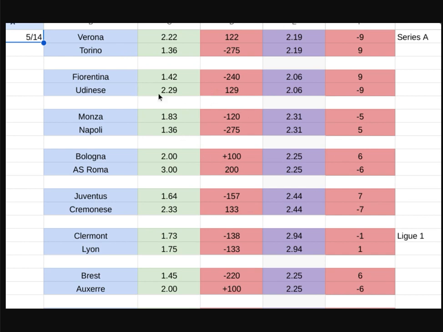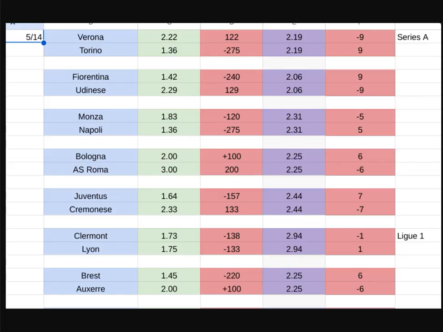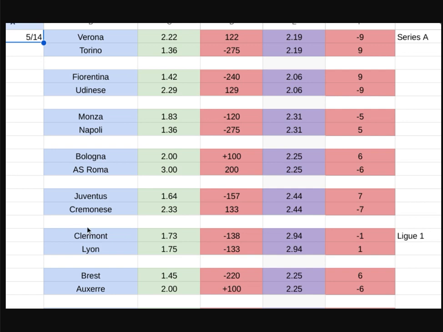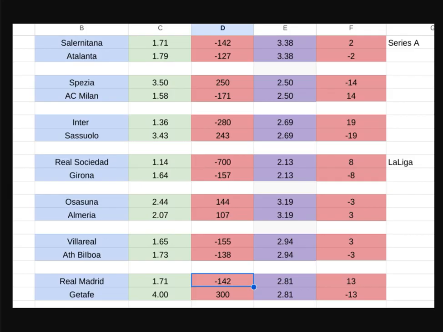So take a look at Monza here. They were minus 120. Boom, they cash at plus 239. Scroll on down here, look at Clermont, minus 138. And the way I handicap soccer, we only focus on home favorites via my line that are dogs. Look at Clermont there. Boom, they cash at plus 290. Brest right here was minus 220, and they were minus 108. Granted, they were favorites, but they were like plus 118. That line moved very strongly in their favor.